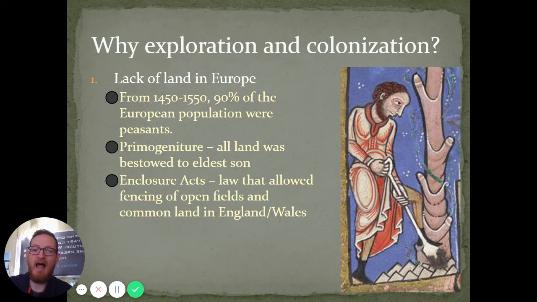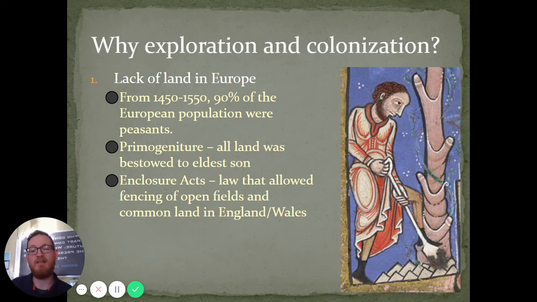One, there was a lack of land over in Europe. From 1450 to 1550, you're going to see that 90% of the European population were peasants. And during this time, there was the system of primogeniture, which basically meant that all land was bestowed to the eldest son in a family. So if the patriarch of the family died, the oldest son would get it.